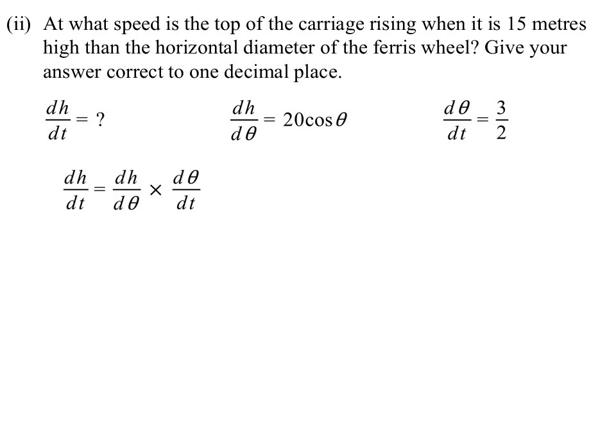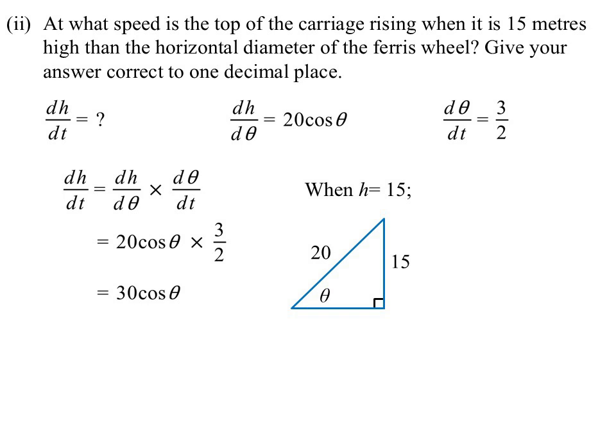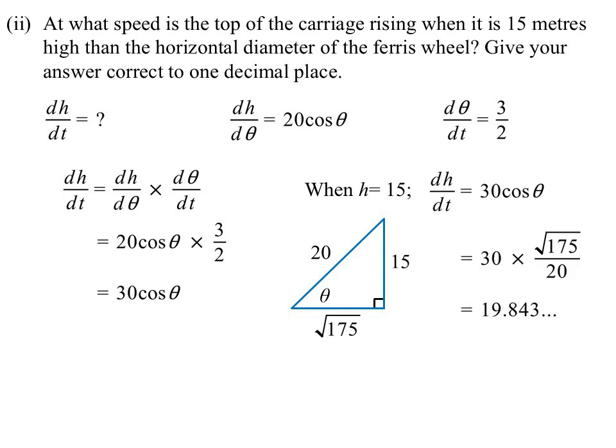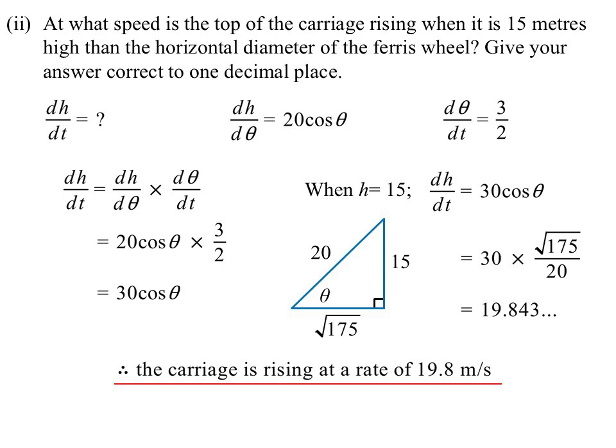dh/dt is what we want to find, and yes, we can use those two to link together to get an expression, 30 cos theta. But the information we know is h, not theta. So we're going to have to work that out. Draw myself up the triangle, a bit of Pythagoras. Okay. So I didn't bother finding theta. I thought, oh, let's just find cos theta straight away off the triangle, because I don't really need to know what theta is. And that turned out to be root 175 on 20. Sub that into our formula, we get 19.843. They said the one decimal place, so 19.8 metres per second.